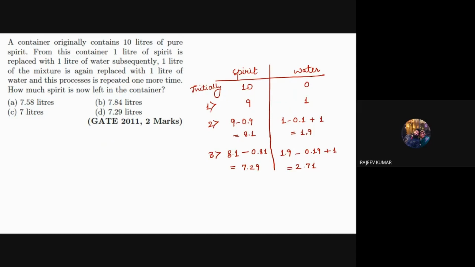So the question can again be asked like how much spirit is now left in the container, or how much water is there in the container. Everything you can answer in this way. This can also be solved in a simple way, like 0.9 into 0.9 into 0.9. So 9 times 9 is 81, times 9 is 729. So in this way you'll get 729 as an answer. That is also another way with the help of which you can do it. But this is more of the logical way rather than the quant way. And again, it's asked for 2 marks, so we can spend a little bit of time over here.